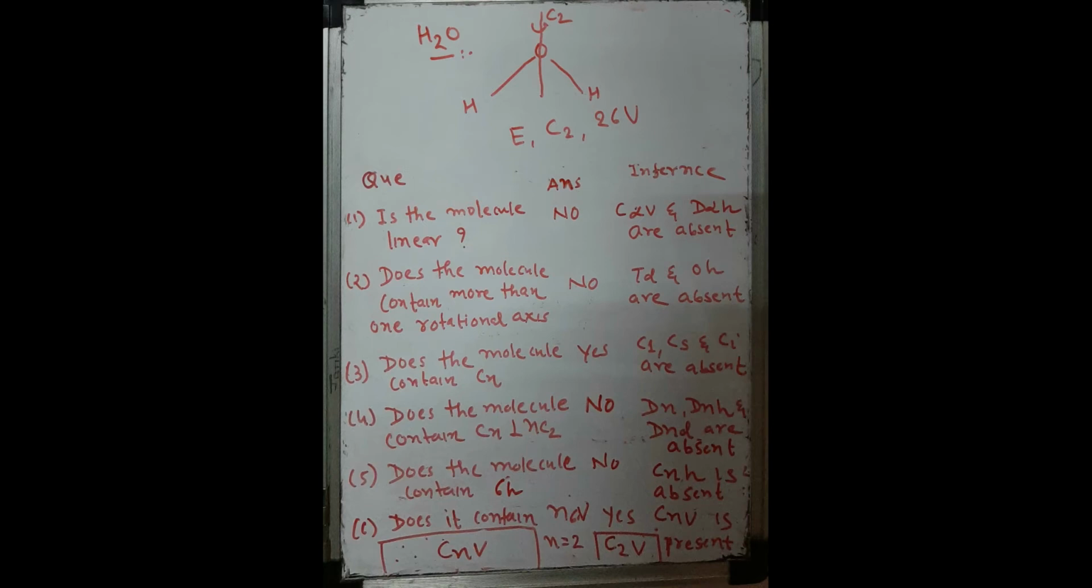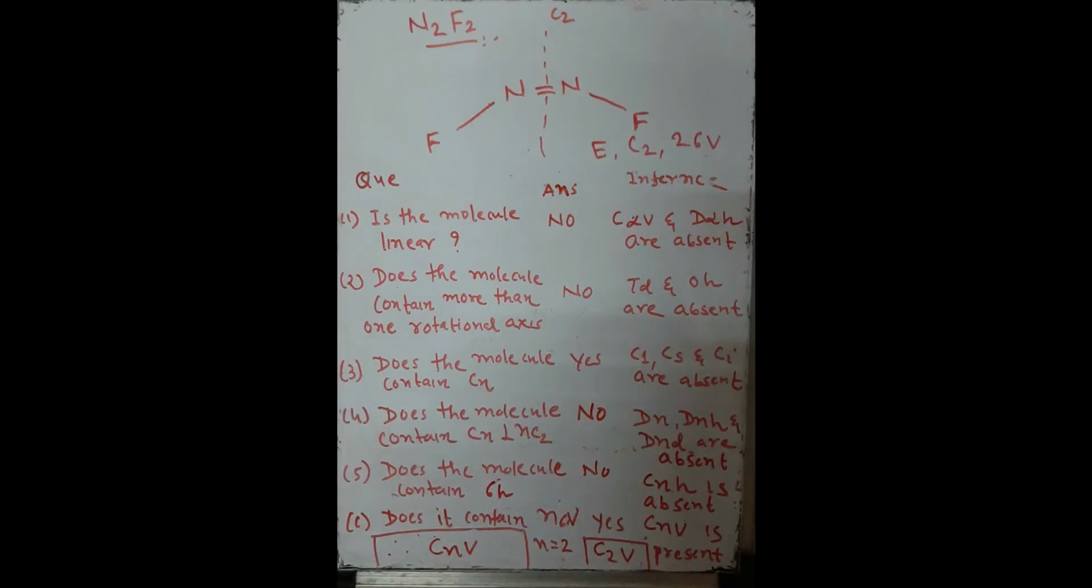H2S, SO2, H2Se are examples of molecules which belong to C2v point group. Let us find out point group of N2F2. N2F2 contains E, C2 and 2 vertical planes.